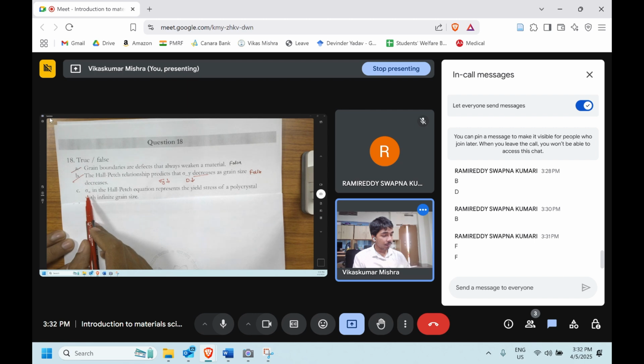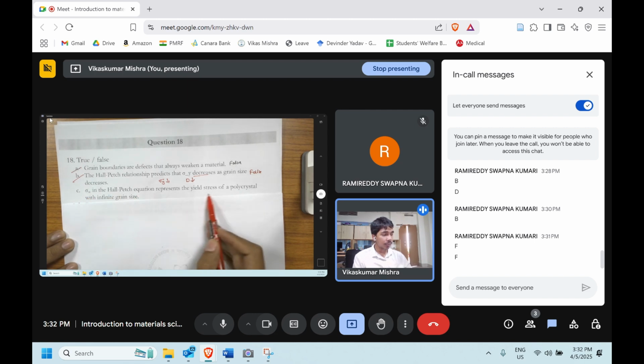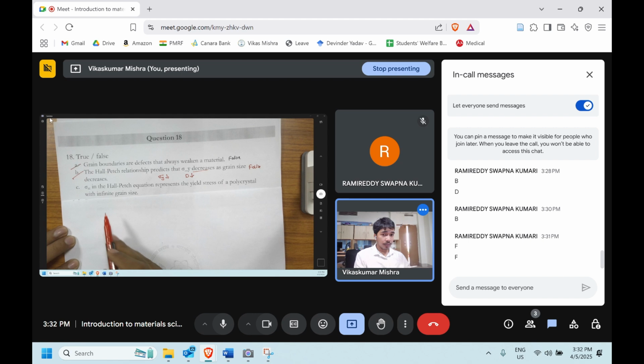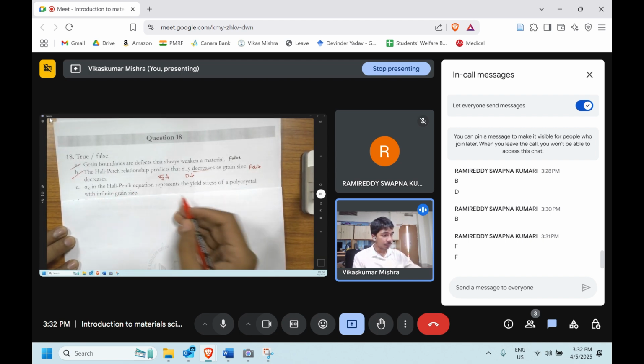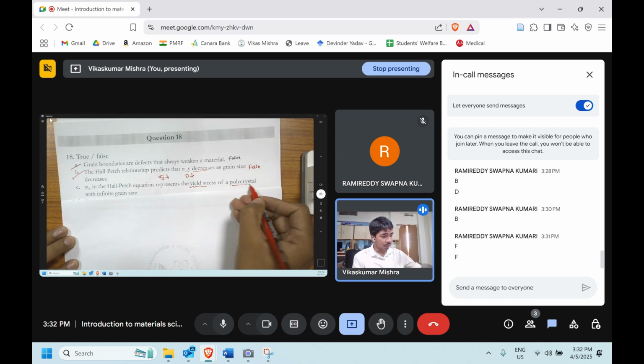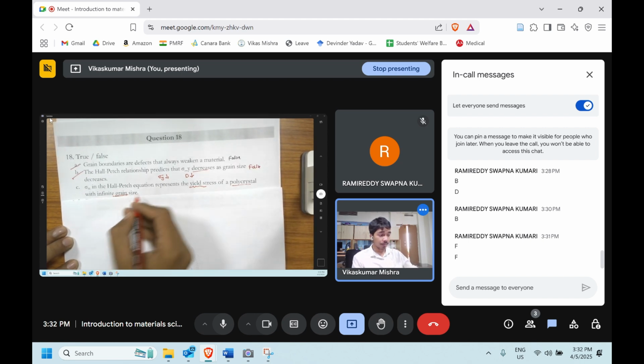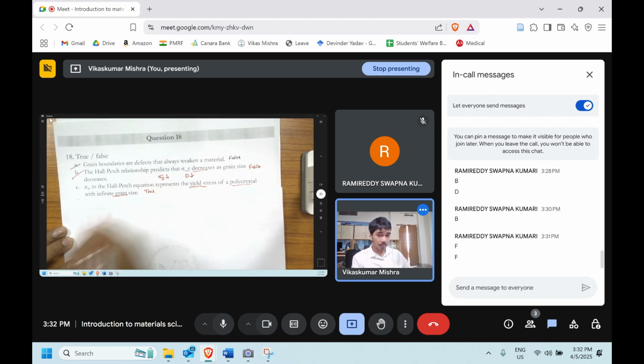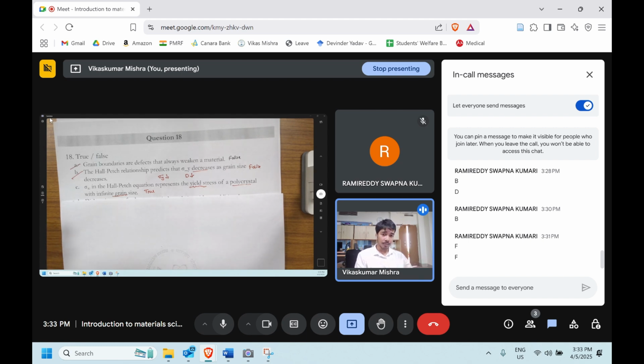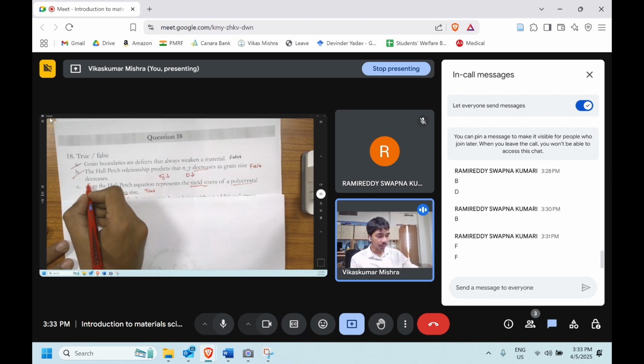Sigma infinity in the Hall-Petch equation represents the yield strength of a polycrystalline material with infinite grain size. True or false? Sigma infinity in a Hall-Petch relation represents the yield strength of a polycrystalline material with an infinite grain size. It's true. Infinite, or you can say very large grain size. A very well annealed material it should be. So in that case, whatever the strength of the material will be, that is sigma infinity.